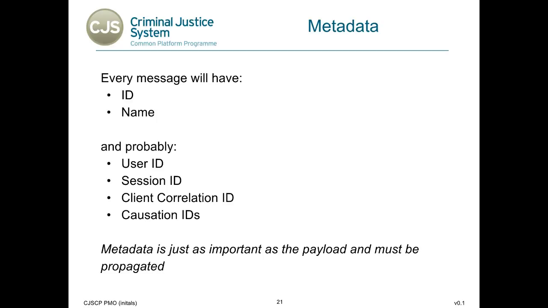And last on that list are causation IDs, which are essentially a list of message IDs that led up to this particular message happening. So if an event happens because of a command being issued, then the command message ID would be in the causation list. If you then raised another event on the back of that event, then you would now have a causation list that had 2 items in it: the original command, the event that happened next, and so on and so forth.